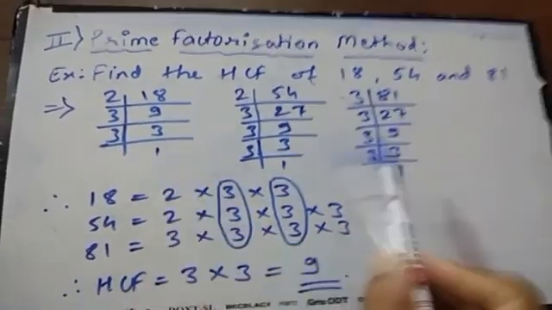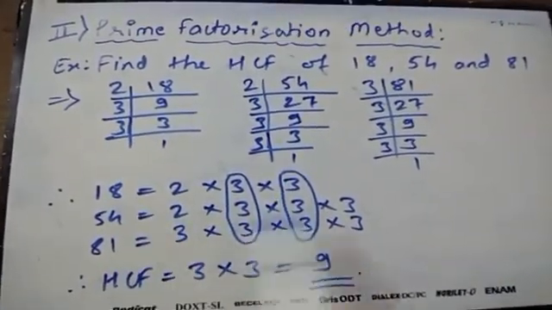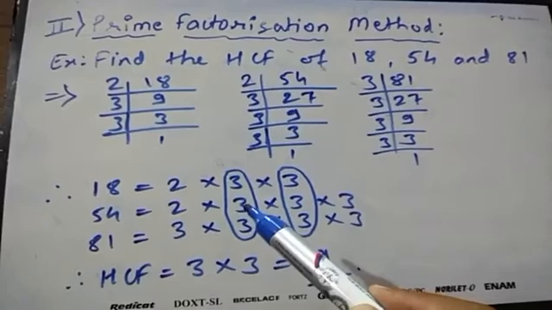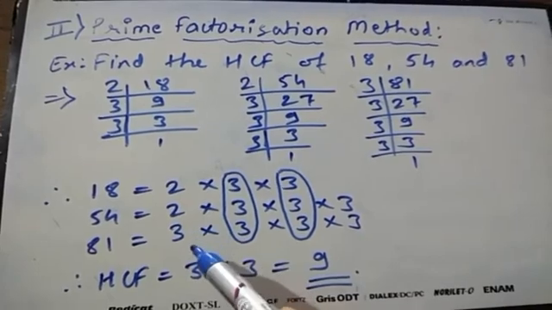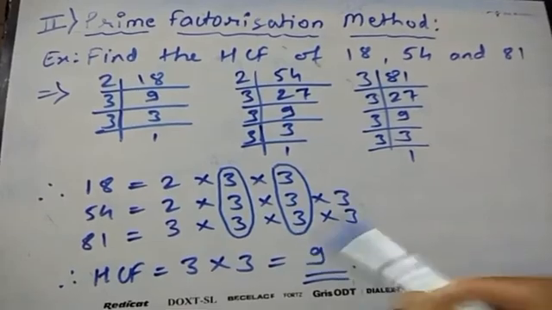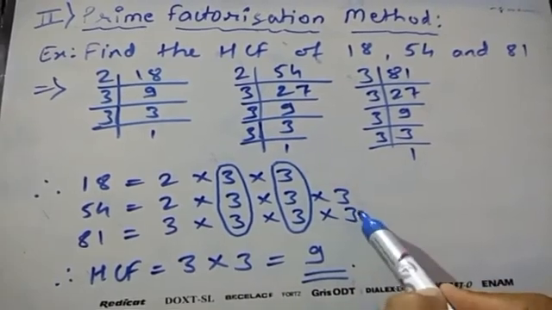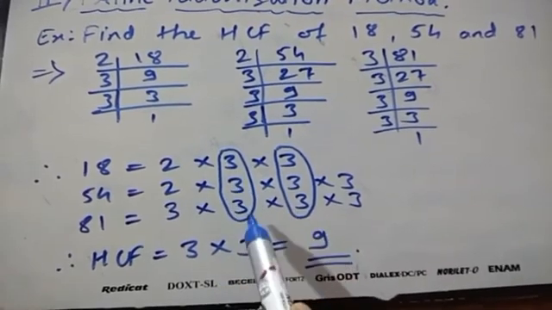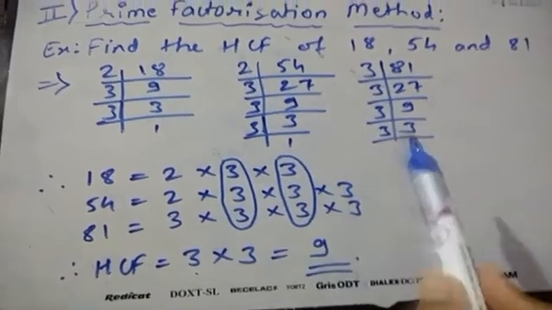In the same way, find the prime factors of all three numbers, and then write down the prime factors of 18, 54 and 81 separately. Then find the common prime factors, those common in all three numbers. Here 3 is common in all three. The 2 is common in only two numbers, not in the third, so we cannot take it. So we only take these common numbers and multiply them. 3 3s are 9, and 9 is the HCF of the given numbers.